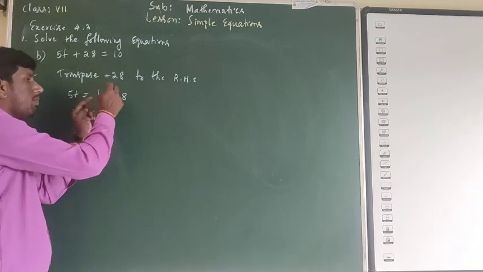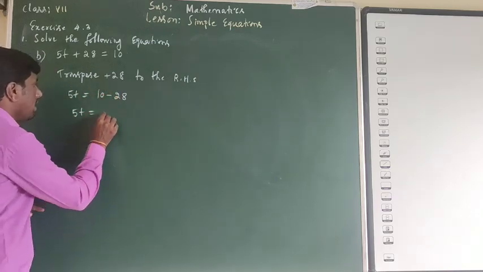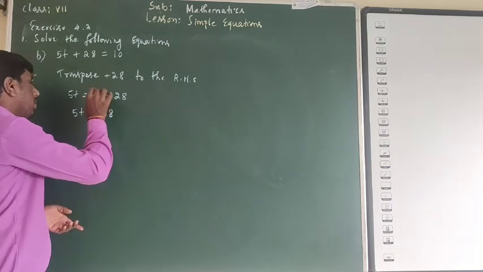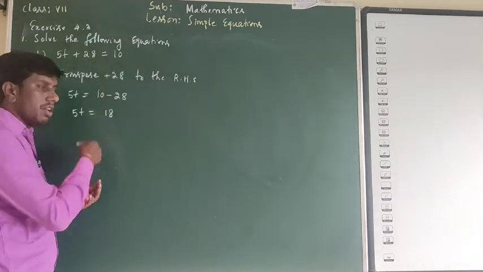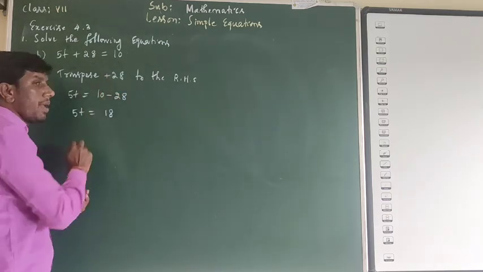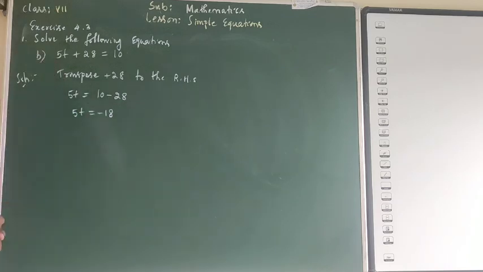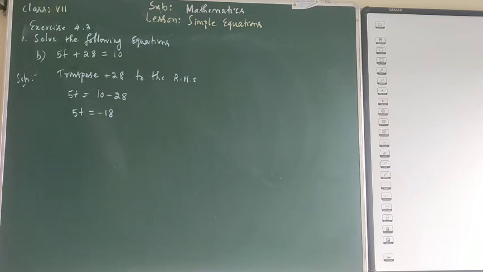We need to subtract it. If you subtract 10 from 28, the answer is 18. Correct? But between 10 and 28, 28 is the higher value. Before 28, I am having a negative sign. Therefore, here also it should be a negative sign. So, 10 minus 28 will become minus 18.